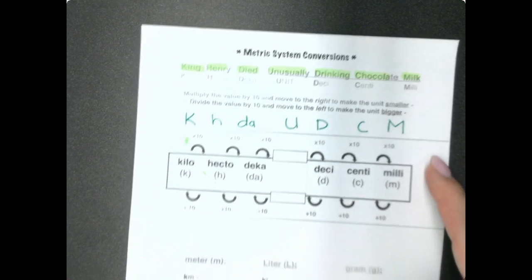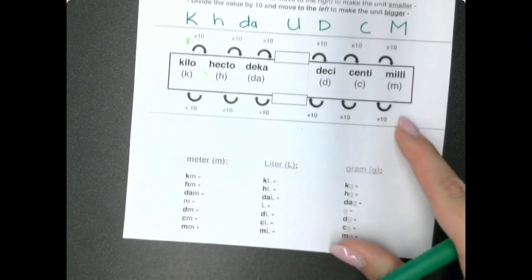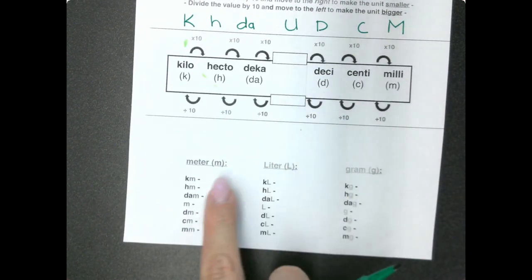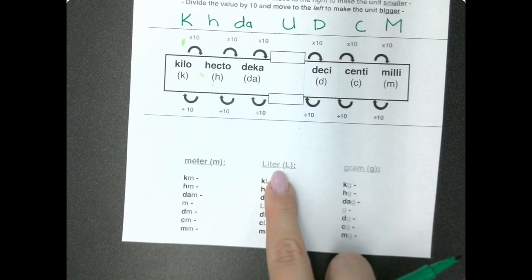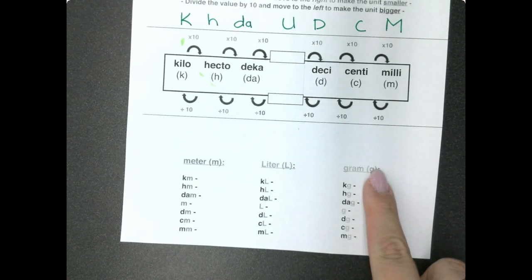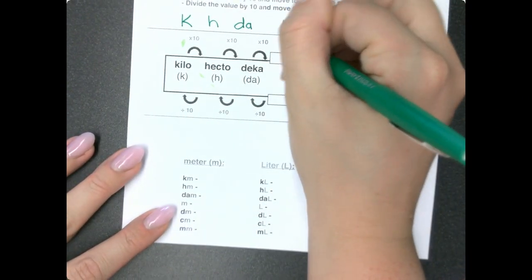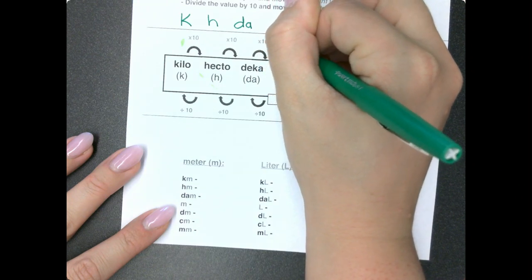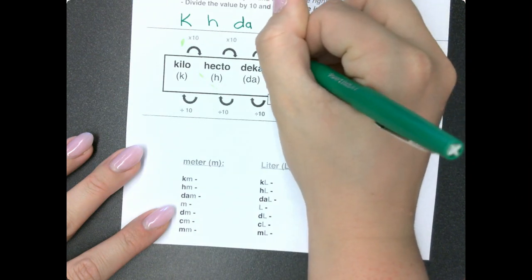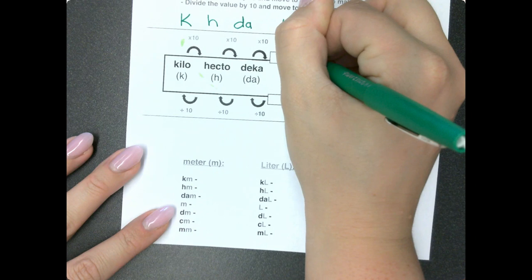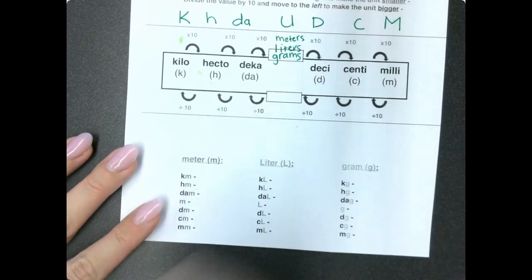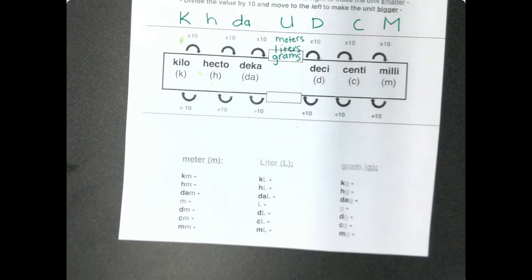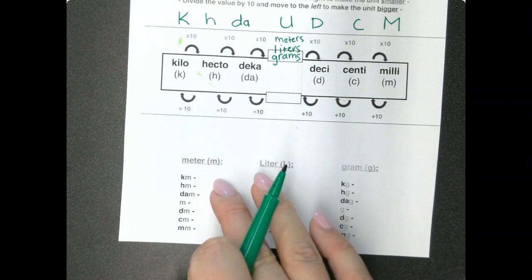Before we do that, let's go down here. We have 3 different types of metric conversions. We have meters, liters, and grams. So that goes under the U. Meters, liters, and grams. Then we break them up from here.